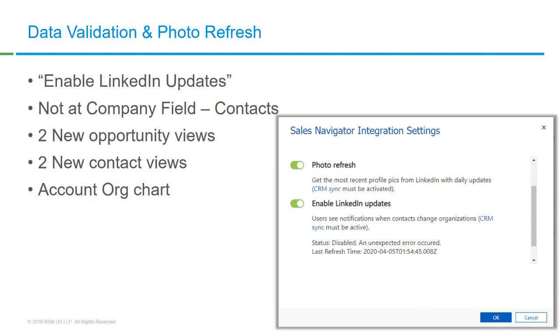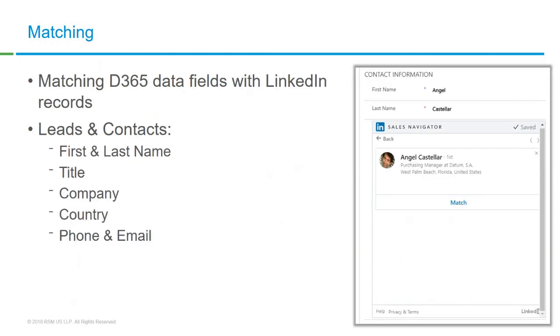Then we also have photo refresh, and that's exactly what it sounds like. Photo refresh is really updating the contact records in Dynamics 365 with the most recent profile picture from LinkedIn. This is also a daily sync, and obviously it's for profiles that are matched in the system. What that means is in Dynamics 365, you might have a contact record or an account record, and you match them with an existing LinkedIn profile. When they're matched, that's when we can start updating those profile pictures.